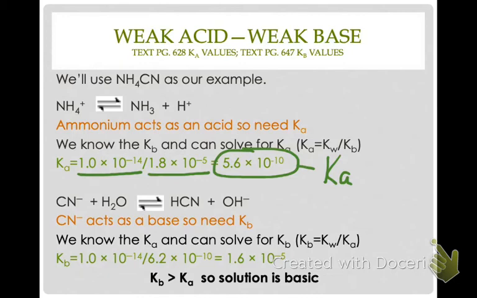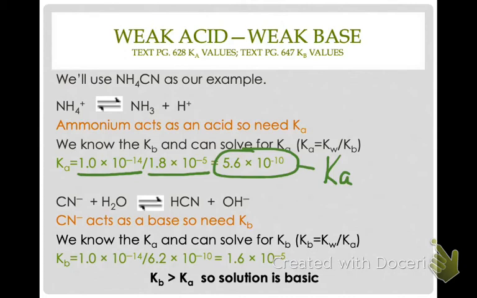Cyanide in solution is going to act as a base because it's going to accept a hydrogen ion from water, and it's going to leave hydroxide ions in solution and form hydrocyanic acid. So we need to solve for the Kb because it's acting as a base.